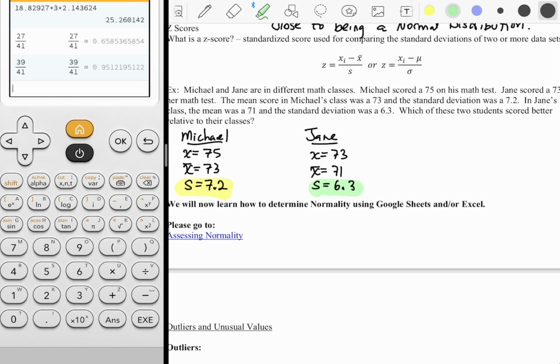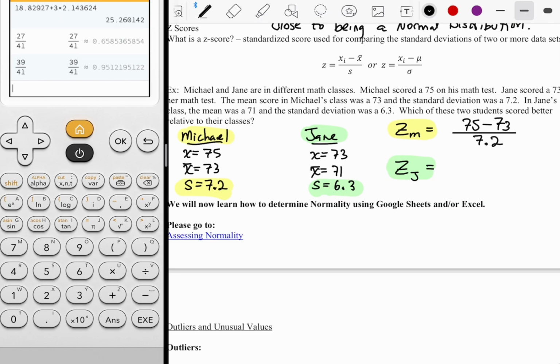The baseline is whatever the class average is. Where you stand relative to that is dependent on what the standard deviation is. So in the case of Michael, I'll say Z sub M for Michael and Z sub J for Jane. I'll color code it. This is my green set, and this is my yellow set. What we want to do is find the difference between the individual score, so 75, and the mean, which is 73, and divide by 7.2.